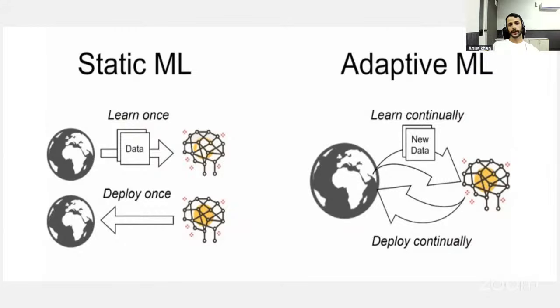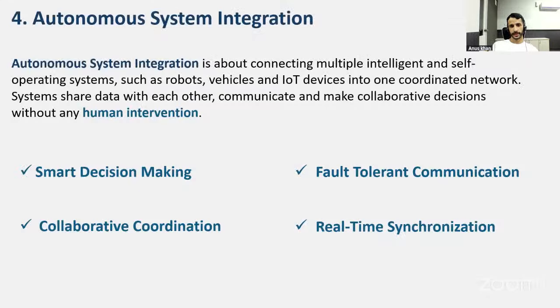Moving to the next slide. Autonomous system integration. Autonomous system integration is about connecting multiple intelligent and self-operating systems such as robots, vehicles, and IoT devices into one coordinated network. Systems can share data with each other, communicate, and make collaborative decisions without any human intervention.